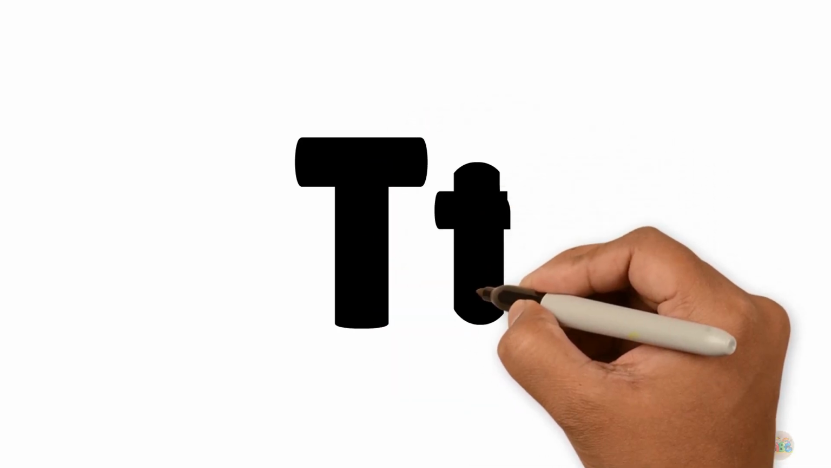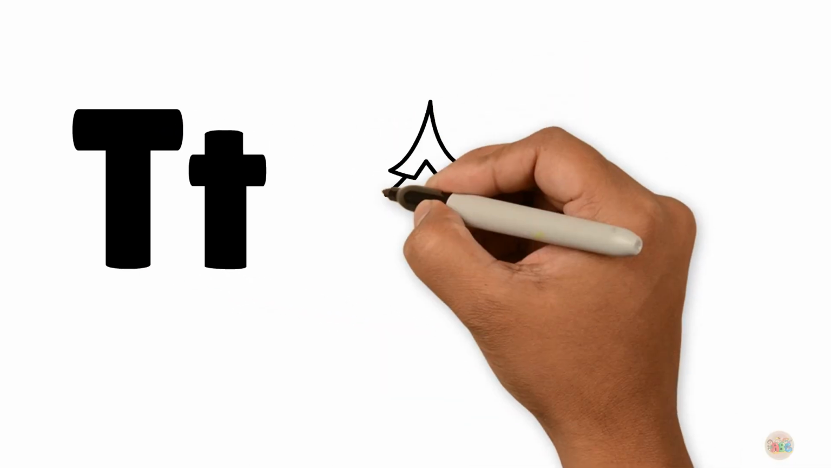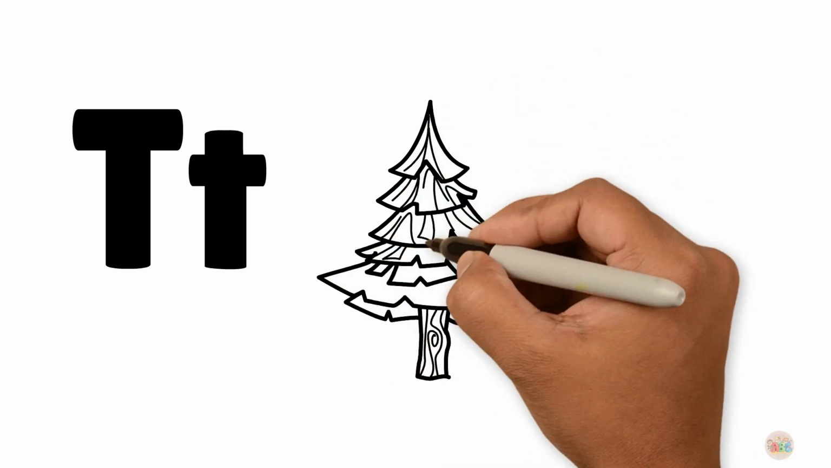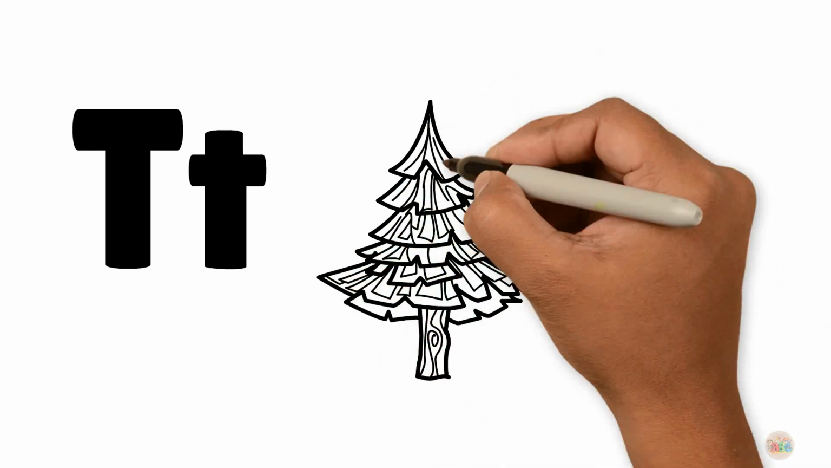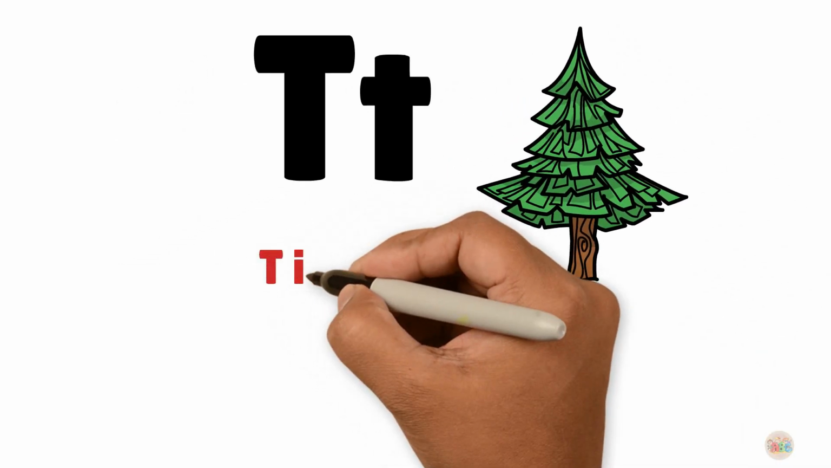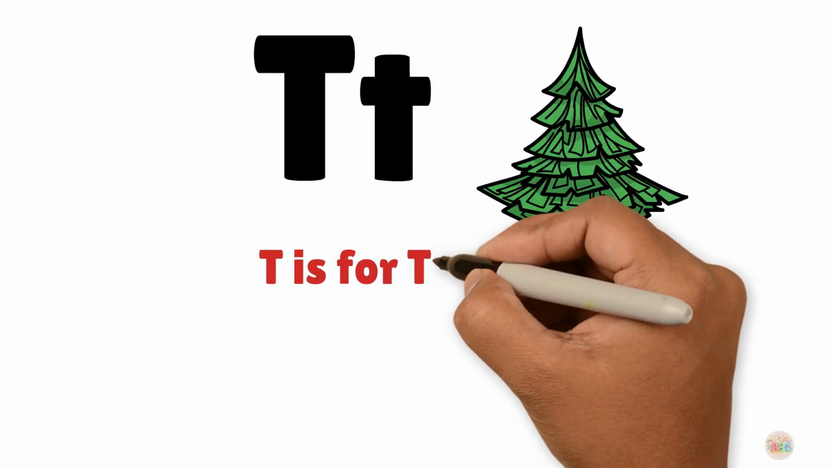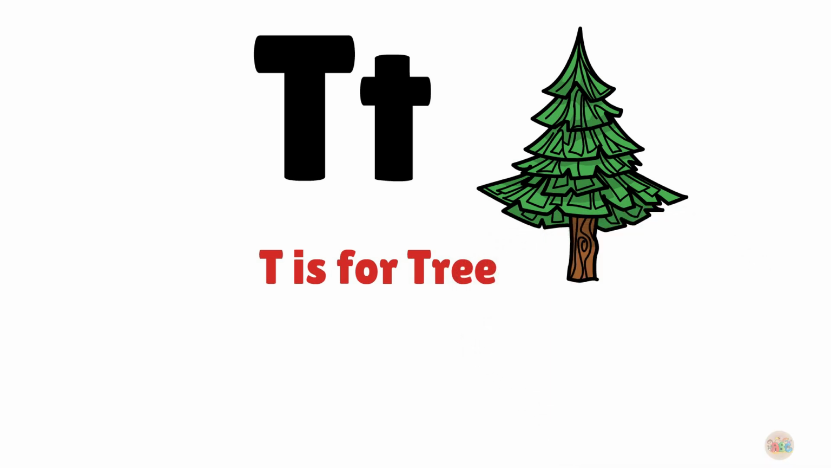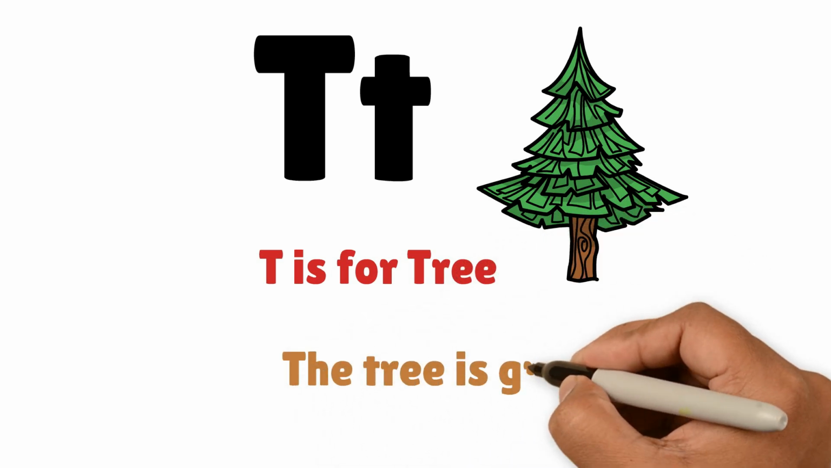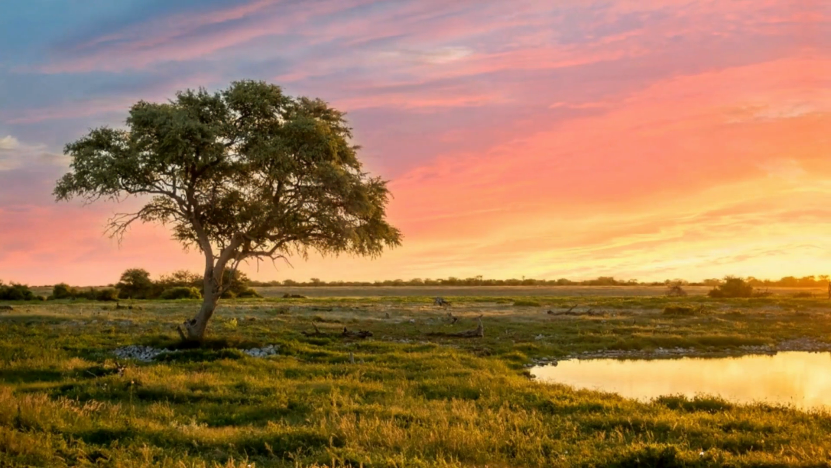Say with me. T. T is for tree. Again say with me. T is for tree. The tree is green. Now it's your turn.